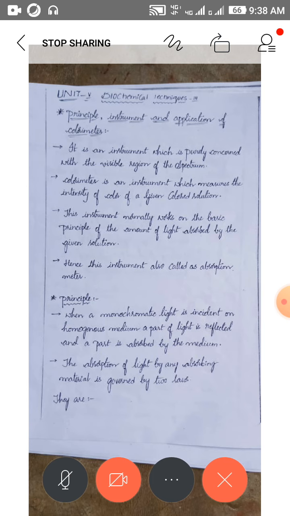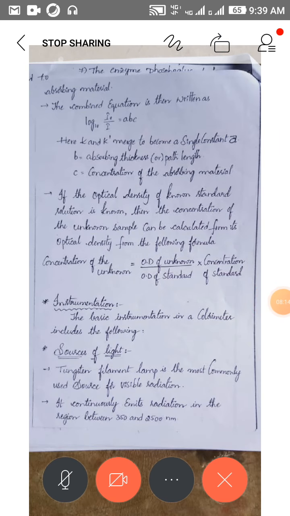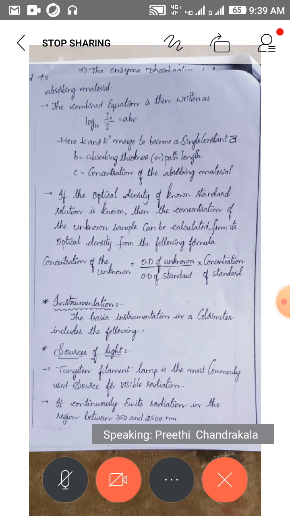Lambert's law means the amount of light absorption is directly proportional to the thickness of the absorbing material. And Beer's law says the amount of light absorption is directly proportional to the amount of absorbing molecules. The formula is I by I0 is equal to e to the power minus kb. By using colorimetry, we can identify the concentration of an unknown sample, using this formula: OD of unknown by OD of standard into concentration of standard.